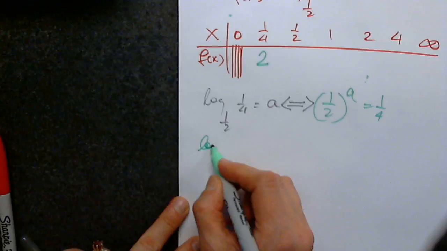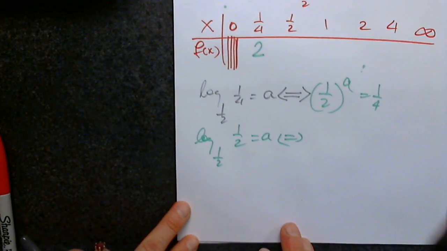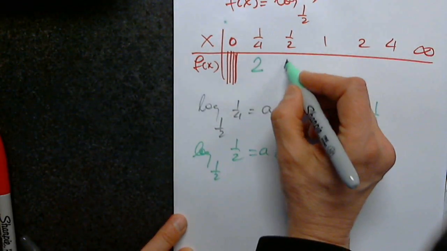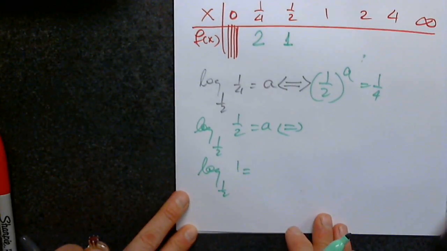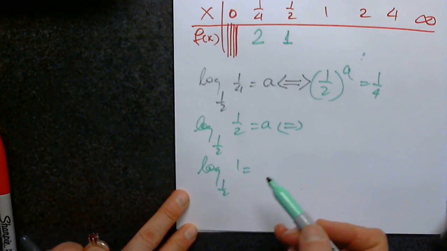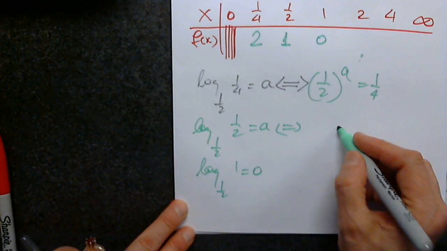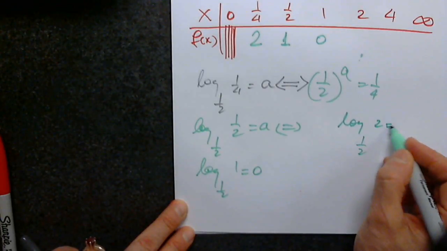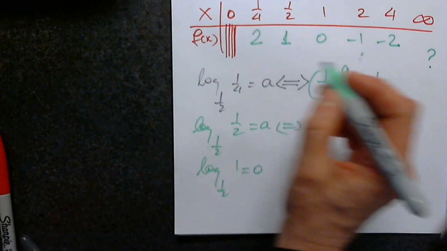Then I'm asking myself, log base 1/2 of 1/2 equals a. So what should that be? 1. Then I'm asking myself, log base 1/2 of 1. 1/2 raised to what power is 1? 0. Now I'm here, log base 1/2 of 2. What should that be? Yes. 1/2 raised to -1 would be 2. And then finally for 4.